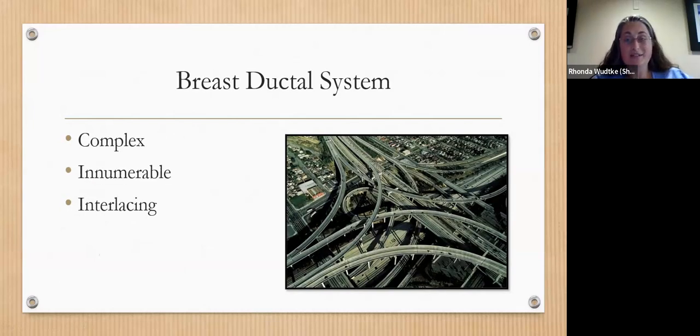So here's our ductal system. Comparing this to these big city highways, they're interwoven, there's many of them, it's very complex, and our breast is the same. The ducts of the breast are not a straight line. It's not from point A to point B like a pipe or like a tube. Instead, we're going to see that they're innumerable, interlacing or interwoven together.